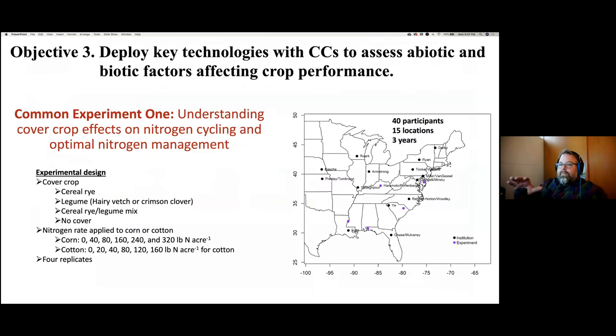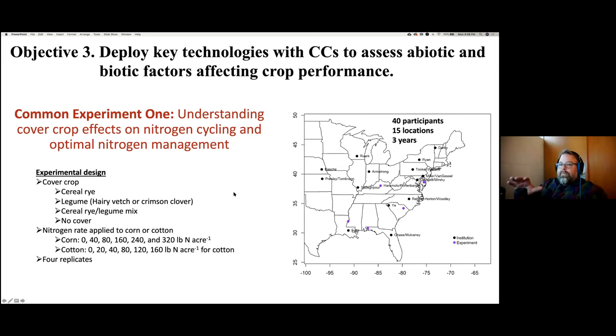So I'm going to transition now into objective three, where we're talking about deploying key technologies with cover crops to assess the abiotic and biotic factors affecting crop performance. So this is now actual field experiments that we have going out across this network. We have two common experiments. I'm just highlighting one of them right now, currently in place. And you can see by the scale of this project, we'll have 45 site years of data for this one common experiment, looking at the nitrogen contributions of cover crops and the immobilization of nitrogen by those cover crops, in 15 locations throughout the eastern half of the US.